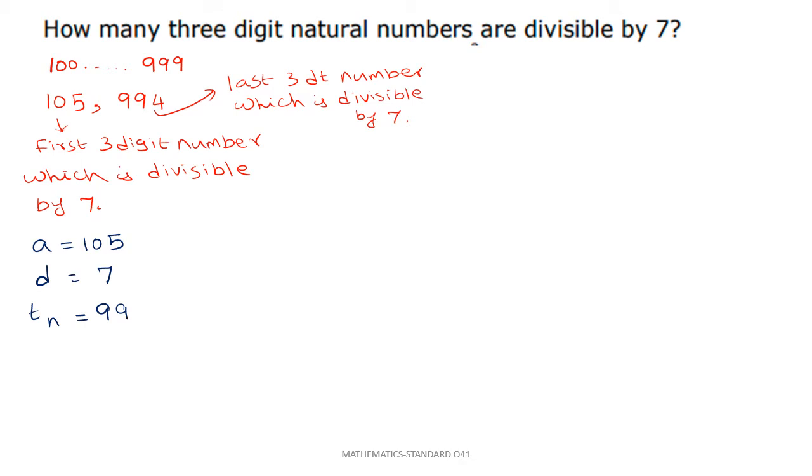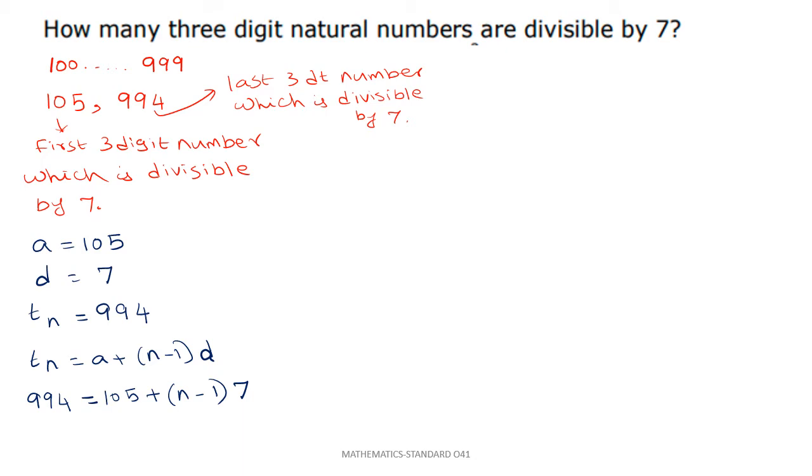994. So now it is very easy to find the n value, means how many 3-digit numbers are there which are divisible by 7. So let's write the formula. Tn equal to A plus n minus 1 times D. So Tn is nothing but 994 and A is 105 plus n minus 1, we don't know, we are going to find that n only, times D, which is 7.